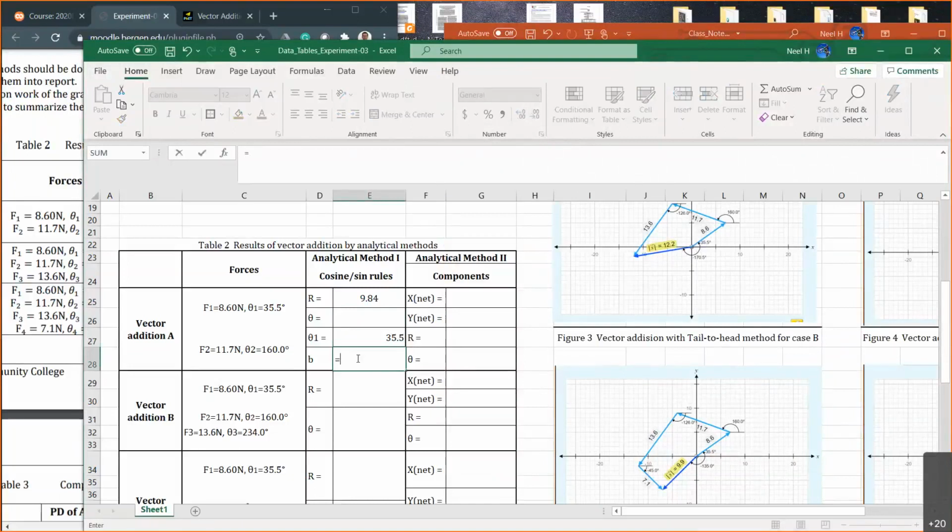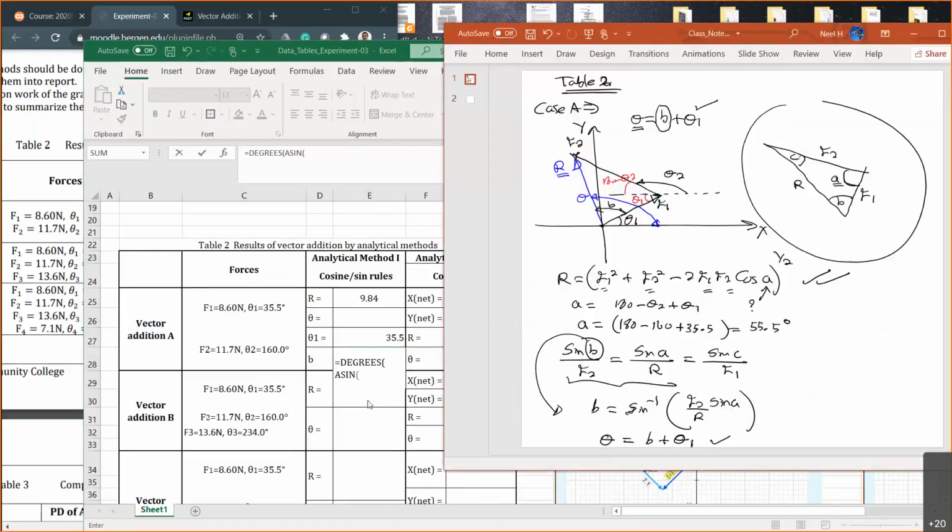Now in Excel, the inverse functions always give the result in radians, so I have to convert the total result into degrees. So I need to have the degrees function first here. Degrees, parentheses, sine inverse is arc sine. If you type AS, it will give you ASIN. So that's the arc sine. Another bracket open. Now I need F2 over R. Remember the function: F2 sine A over R.